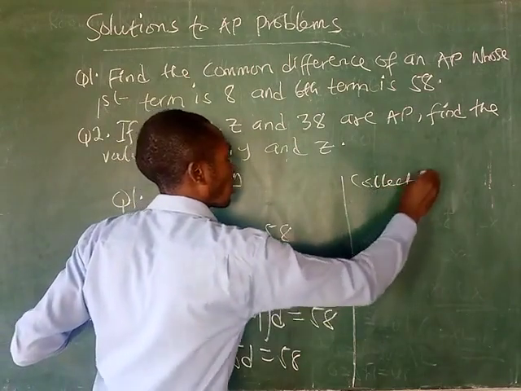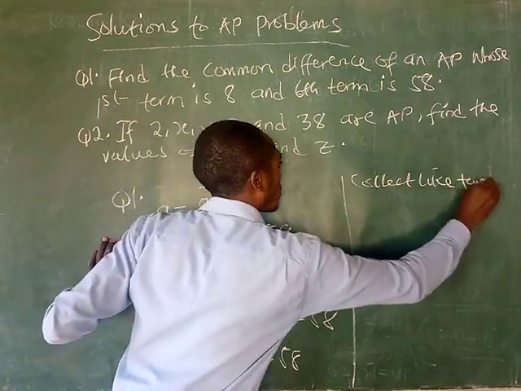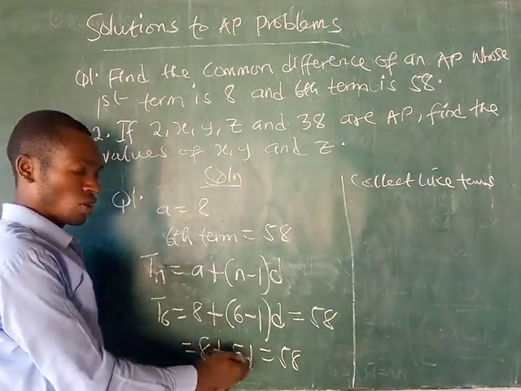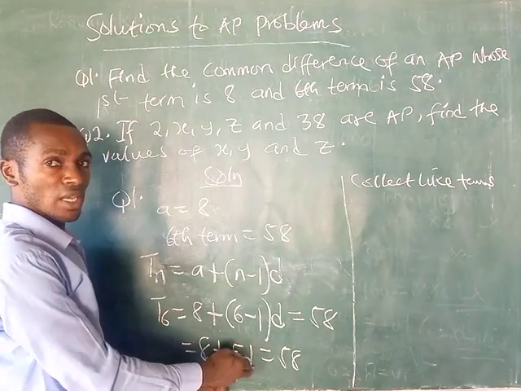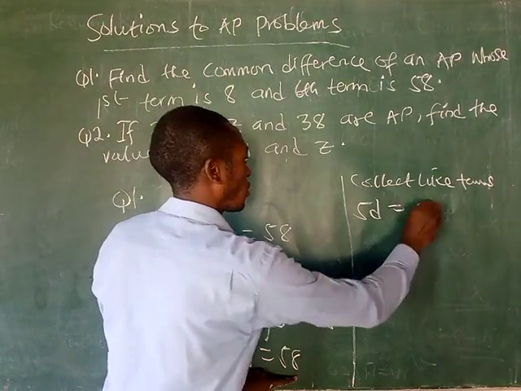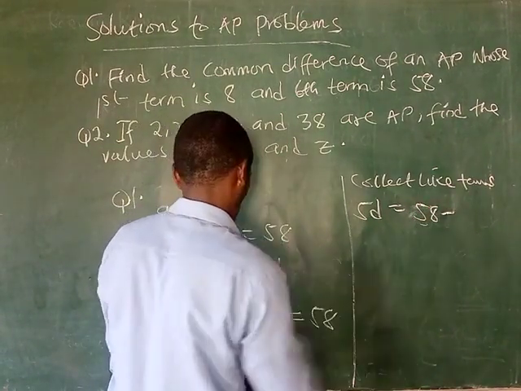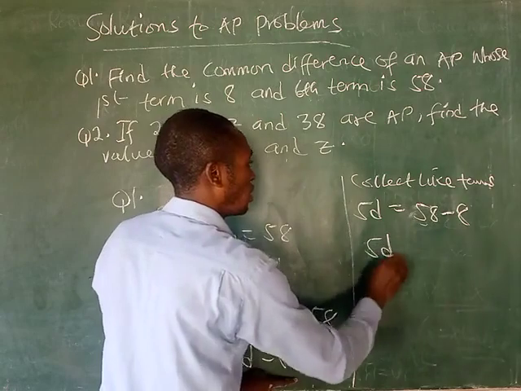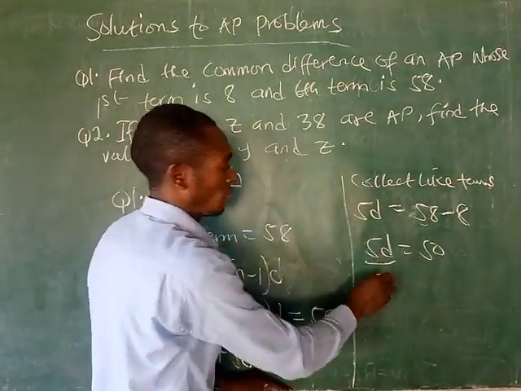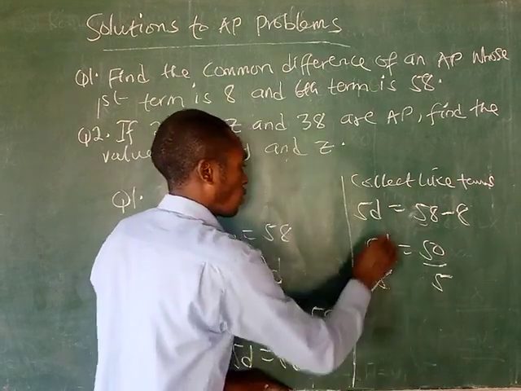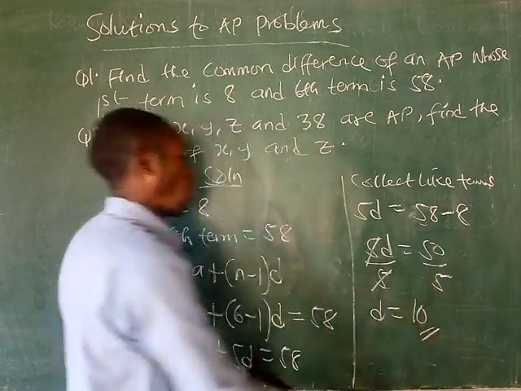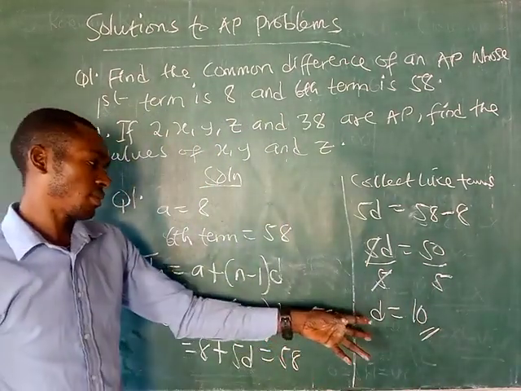Collect like terms. If you check, you are going to observe that 5D is standing on its own because this is the only term that has an alphabet. So we can write 5D is the same thing as 58 minus 8. Now, 5D equals 50. We divide both sides by 5, the coefficient of D. So 5 over 5, D equals 50 divided by 5, I have 10. So our common difference is 10.